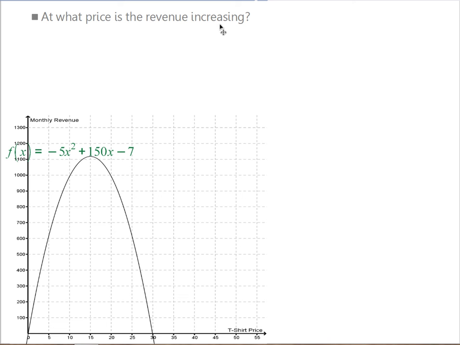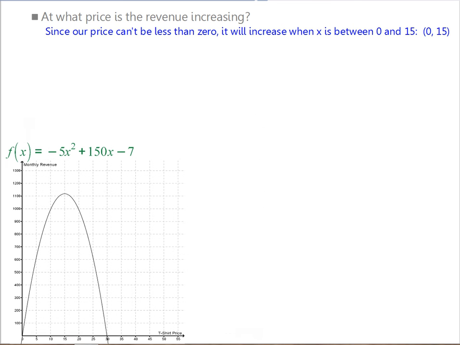So where is this graph increasing? That's the left-hand side of the graph, right? Everything from where x is 0 to where x is 15. That's where our graph is increasing. That means their revenue is getting bigger and bigger and bigger. Wouldn't that make sense? They'd earn more money by selling the t-shirts for $15 than they would for selling the t-shirts for $5. So everything from 0 to 15 is where our graph is increasing.